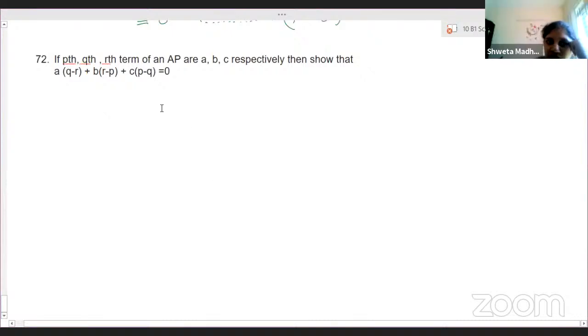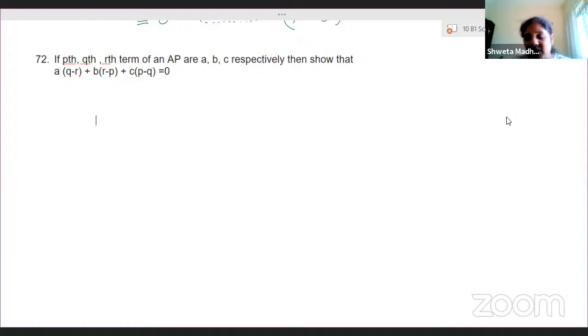Now in this question, the meaning is about the pth term. The pth term is A, the qth term is B, and the rth term is C. Then show that A into (Q minus R) plus B into (R minus P) plus C into (P minus Q) is equal to 0.